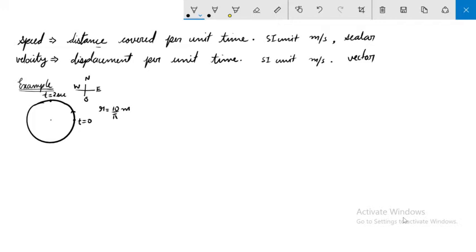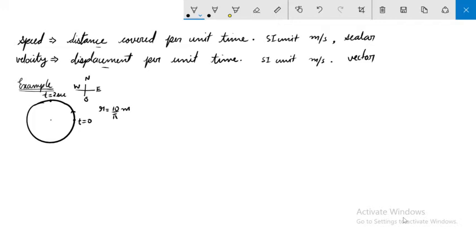Second term is velocity, which is defined as displacement per unit time. Its SI unit is the same as that of speed, and it is a vector quantity, as displacement is also a vector quantity. Okay, these are very simple two terms, speed and velocity. Now let us try one question based on these two terms.